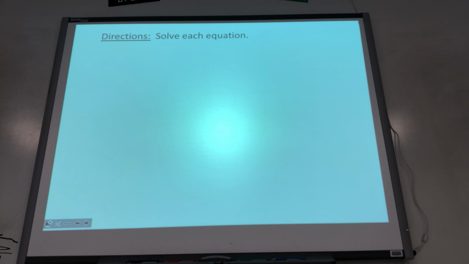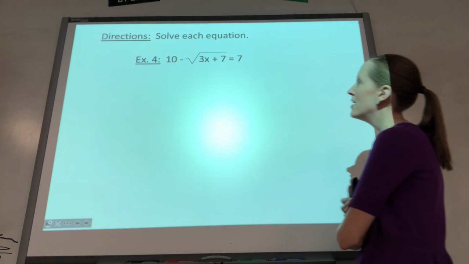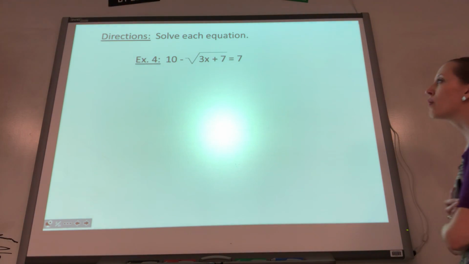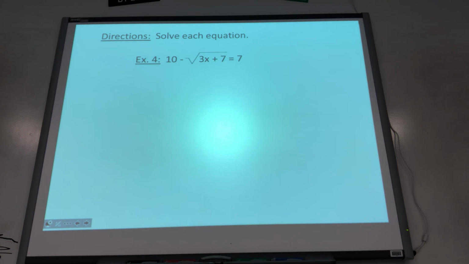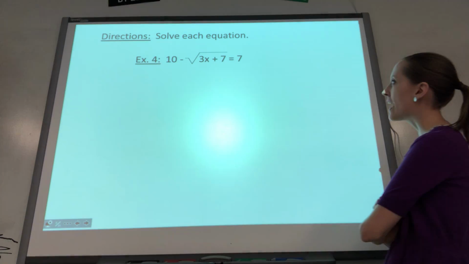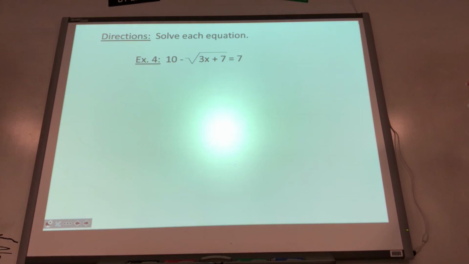And I think these were pretty good on our quiz, but there's one thing you have to remember. It's the very first thing you have to do. You have to get the radical by itself. So this is example 4. 10 minus the square root of 3x plus 7 equals 7.